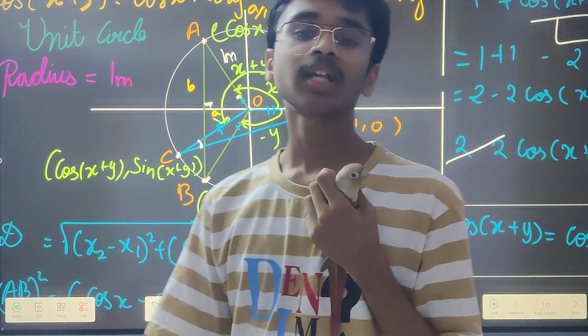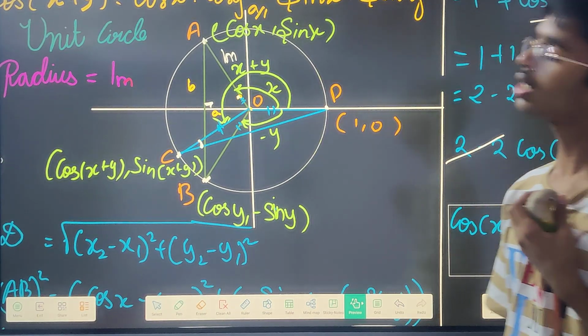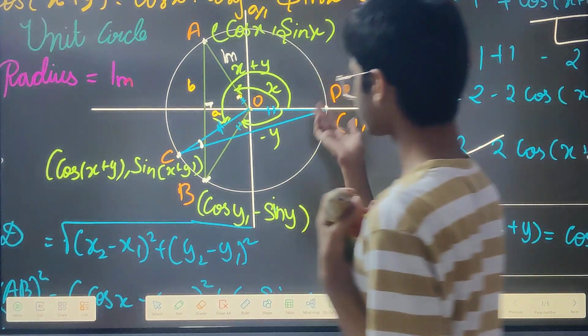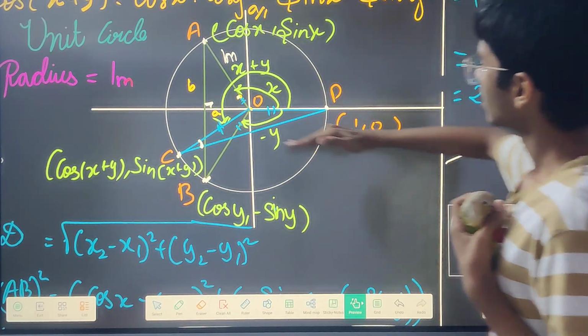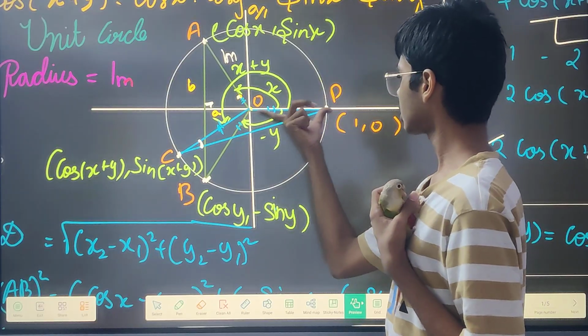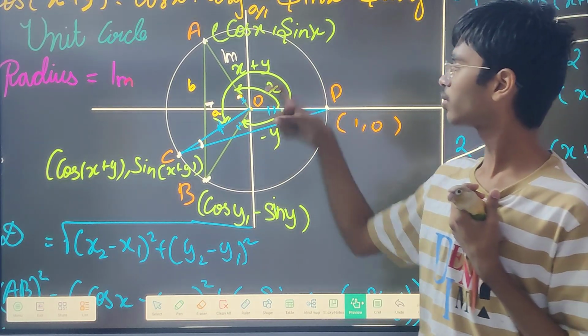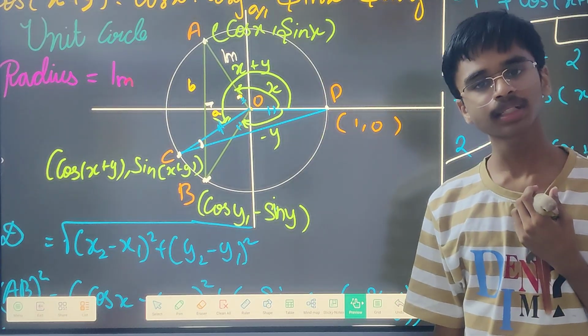First, what you have to do is take a unit circle. A circle whose radius is 1 meter is known as a unit circle. So this is the circle that you have taken. That means this length from here to here, this total length is going to be 1 meter, this length is also going to be 1 meter, and this length is also going to be 1 meter.